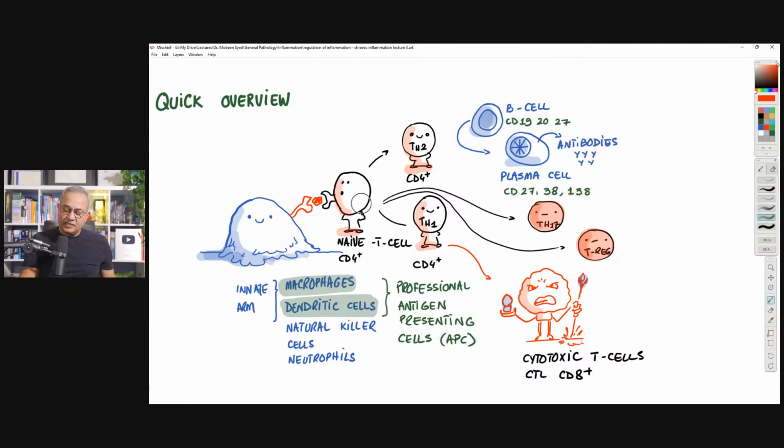On the other hand, a naive T cell in the presence of interleukin 12, which is usually secreted by the innate arm cells, converts into a T helper 1 cell. T helper 1 cell in turn causes cytotoxic T cells to become active, correct? Now, today I'm introducing two more cells here. From the naive T cell, we can also end up with T helper 17 cells and T regulatory cells.